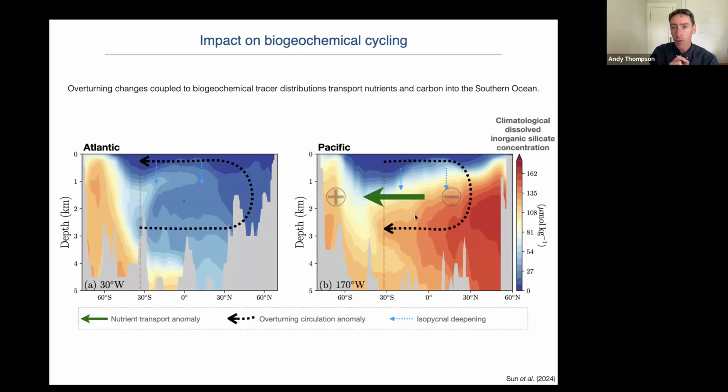Here now, rather than heat, what we're looking at in color is the distribution of dissolved inorganic silicate concentrations, which interestingly have very different vertical structures in the South Atlantic and the Southern Pacific. You can see that silicate is more or less vertically uniform in the Atlantic, whereas there is a large vertical gradient in the Pacific, which is largely due to the fact that the Pacific is not ventilated in the same way that the Atlantic is. There's no deep water formation in the Pacific.